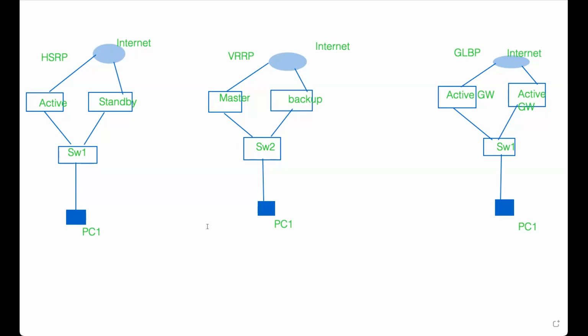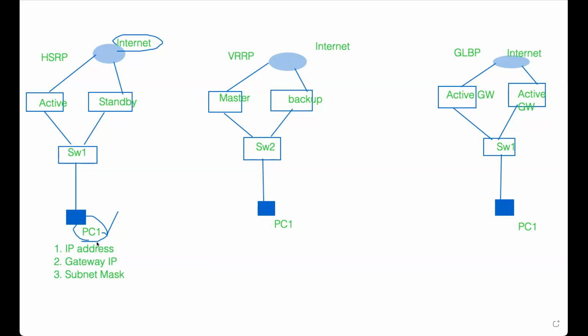So how does PC1 know how to go to the internet? PC1 will go to the internet via its gateway. On PC1, we configure 3 things. We discussed this in yesterday's class. The 3 things we configure on the PC are: 1 is the IP address of the PC, 2 is the gateway IP, and 3 is the subnet mask.